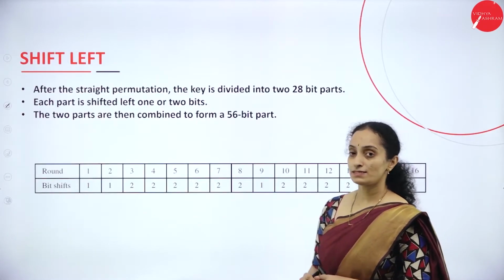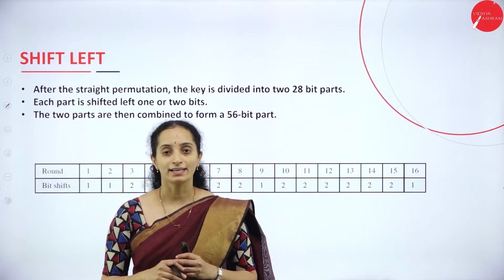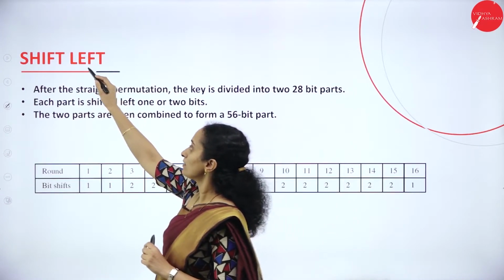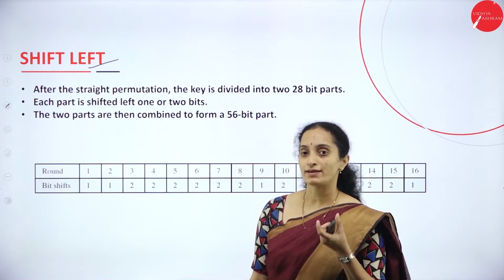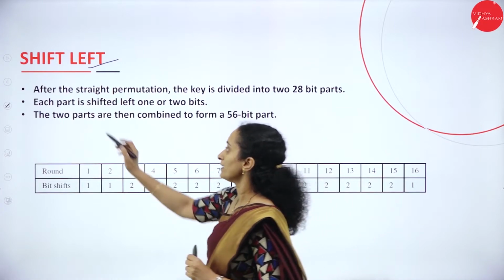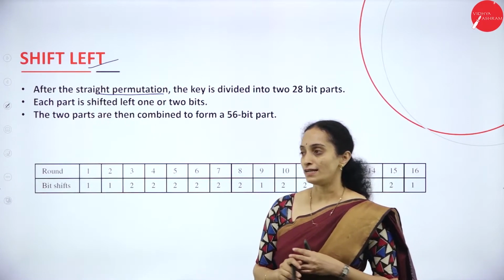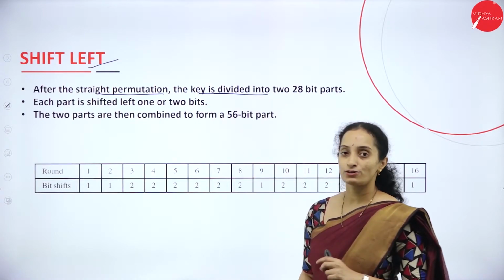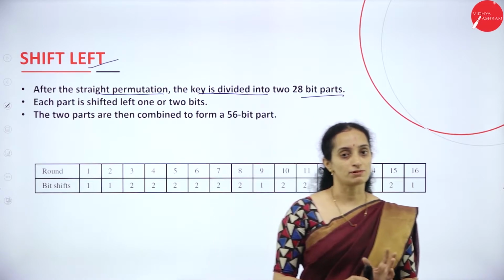Alright. Next, once the parity is dropped, the next process is dividing it into 28-bit blocks. For the 28-bit blocks, after that we use shift left. For shift left, in hardware and software, we input 28 bits. After the straight permutation is done and the parity bits are dropped, the key is divided into two 28-bit parts.